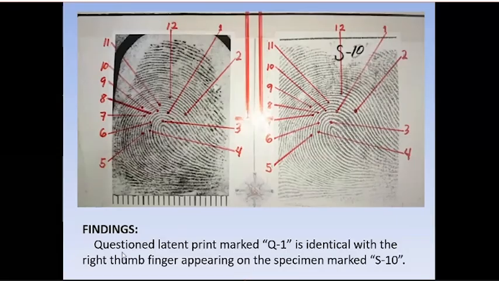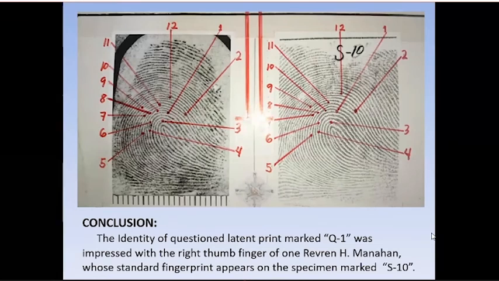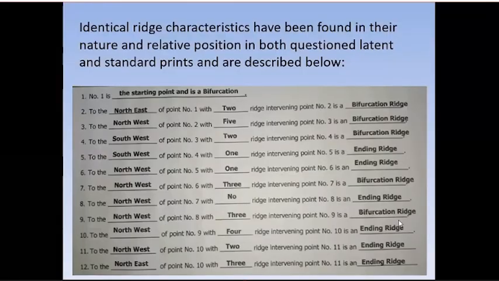Afterward, may findings ka. Question, Latin print mark Q1 is identical with the right thumb finger appearing on the specimen mark S10. Diba? Meron ka ring conclusion. The identity of the question Latin print mark Q1 was impressed with the right thumb finger of Reverend H. Manahan, whose standard fingerprint appear on the specimen mark S10. Aside from that, meron kang report regarding on the position of the prints.